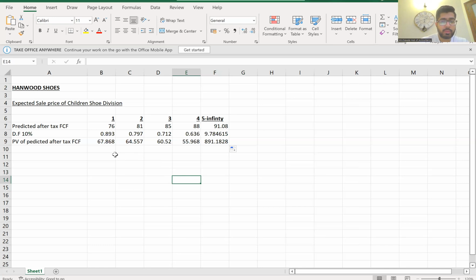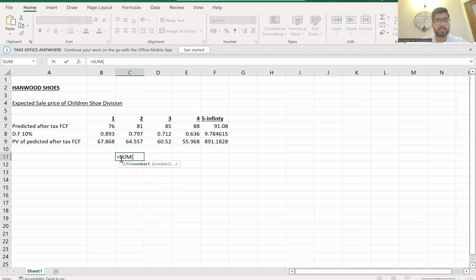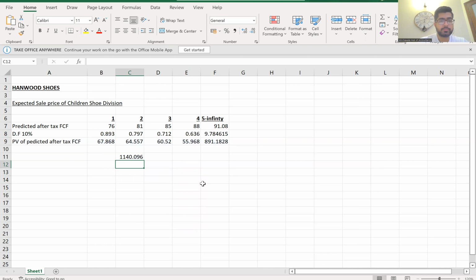And if we add them all, the sum of all is the present value of predicted FCF.